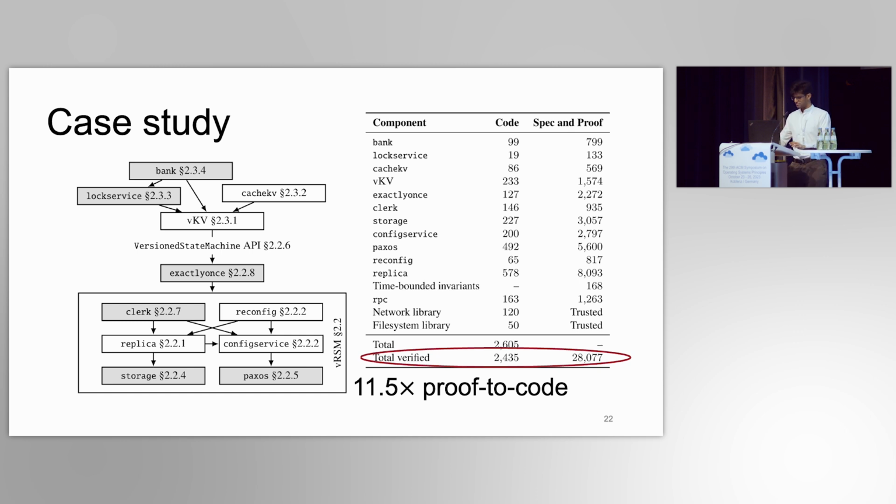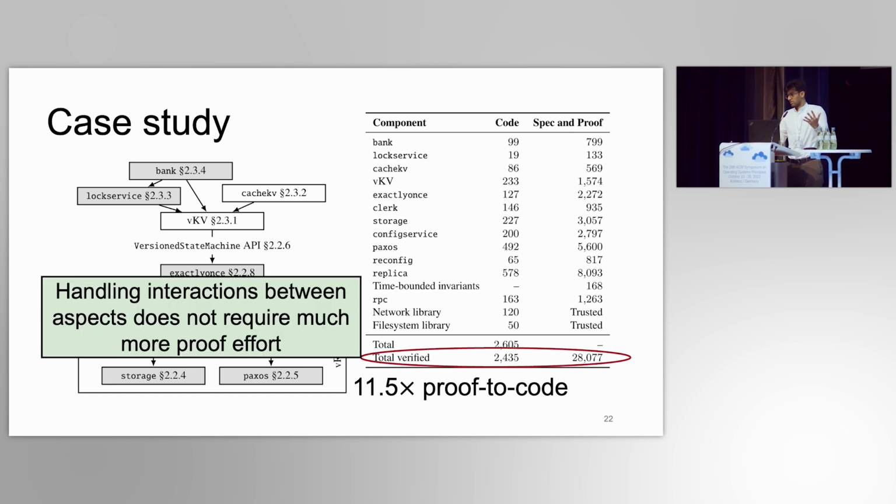This is a very rough measure, and it's a high number, but it is actually pretty in line with prior verification work and shows that handling all the interactions and all these different aspects of a distributed system doesn't come at an inflated cost in terms of the proof effort.